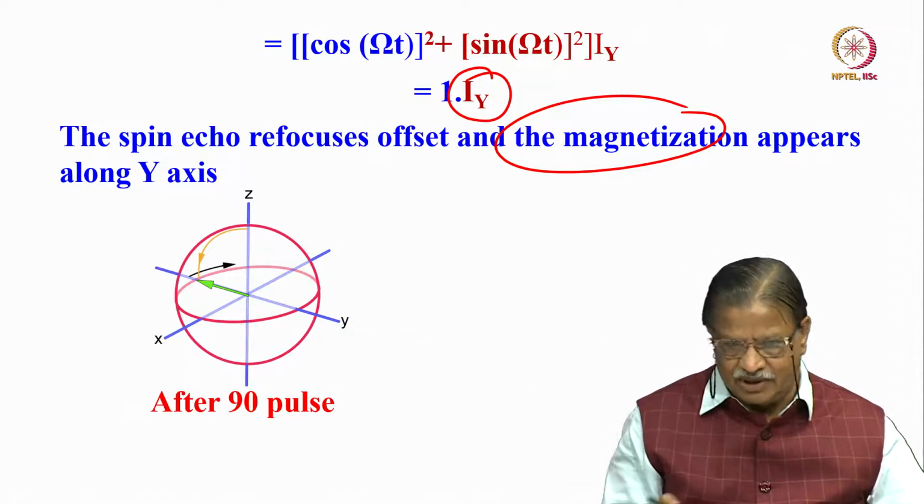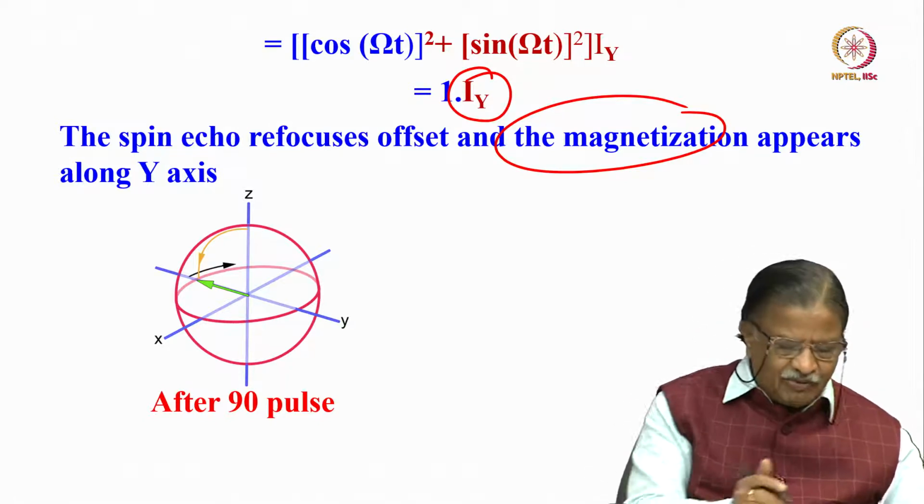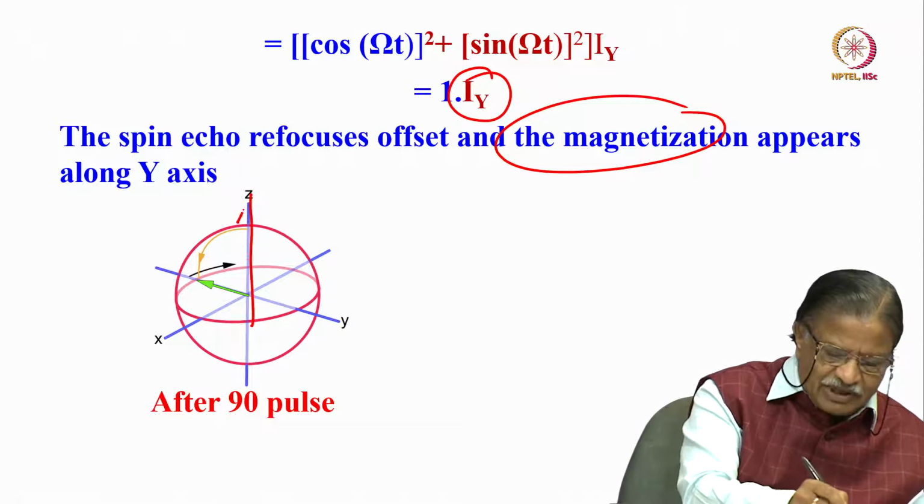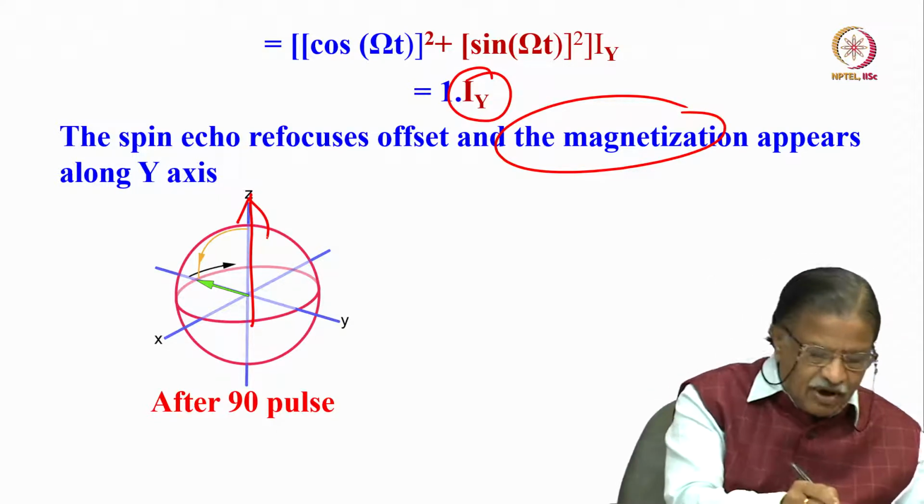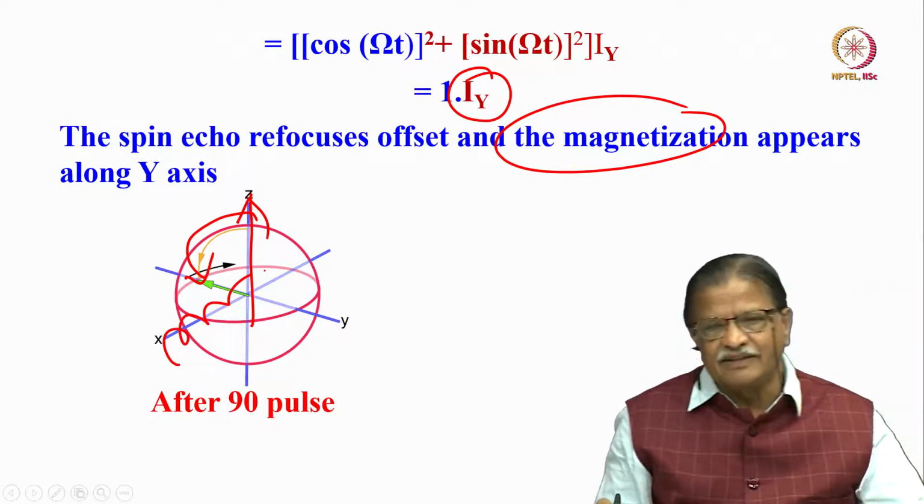That is the spin echo sequence. Diagrammatically you can understand it like this. Look at it, what is happening? The magnetization which is along the z axis is brought to the minus y axis by applying an RF pulse along the x axis. That is what we did.